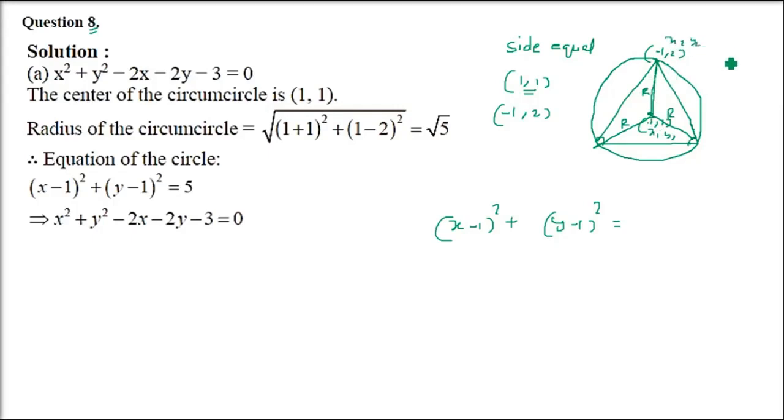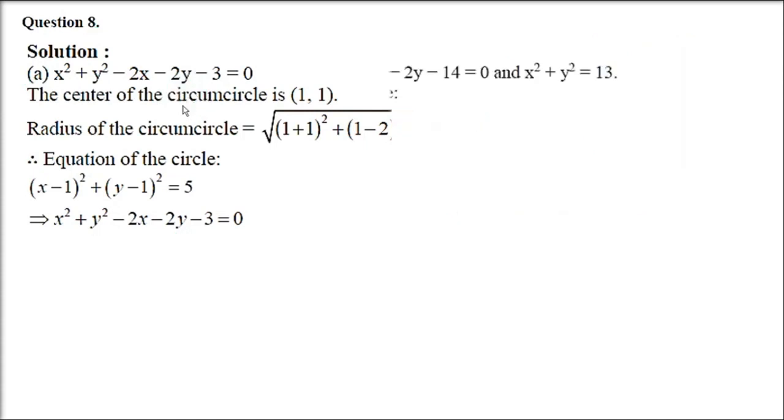So if this is x1, y1 and this is x2, y2, whichever way you take, you have to apply the distance formula. Just take the distance formula, and the radius will be under root 5. This is r. R is under root 5, so this is the equation. Just open this, A is the solution here.